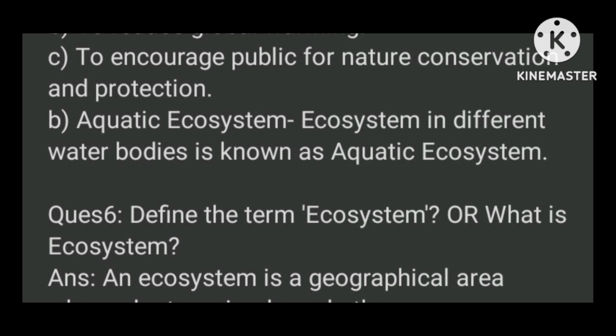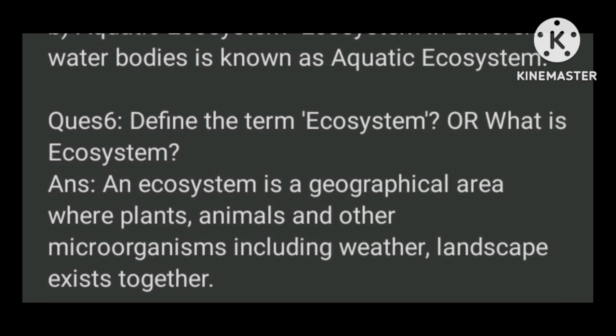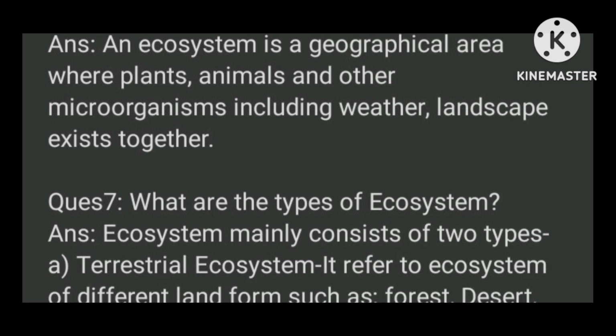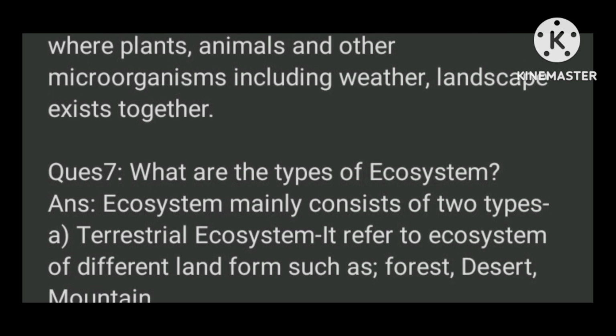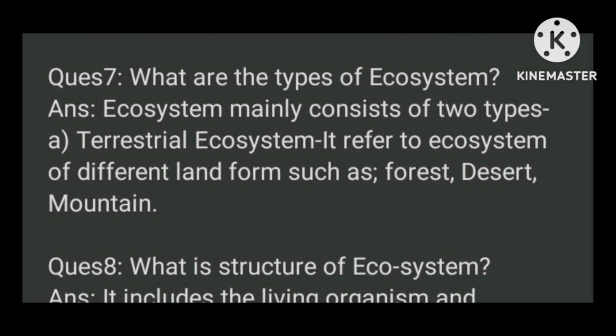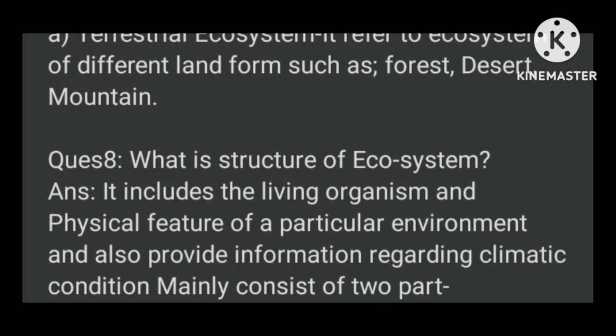Question number 6. Define the term ecosystem, or what is ecosystem? Answer. An ecosystem is a geographical area where plants, animals and other microorganisms, including weather and landscape, exist together. Question number 7. What are the types of ecosystem? Answer. Ecosystem mainly consists of two types. A. Terrestrial ecosystem, it refers to ecosystem of different land forms such as forest, desert, mountain.